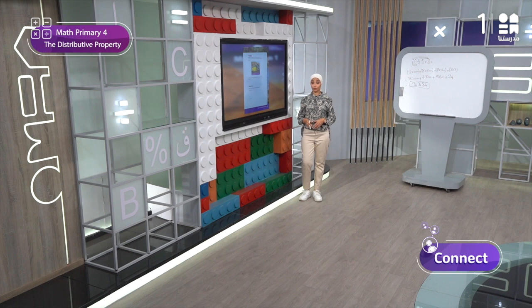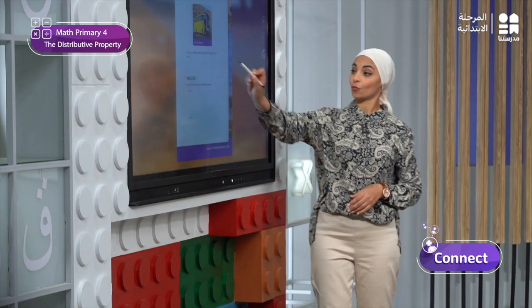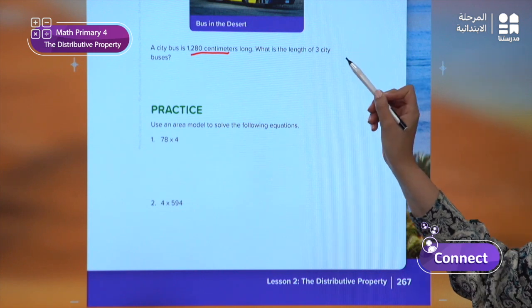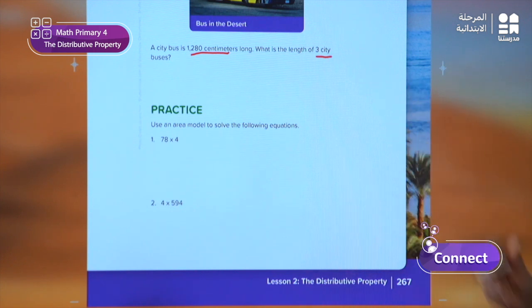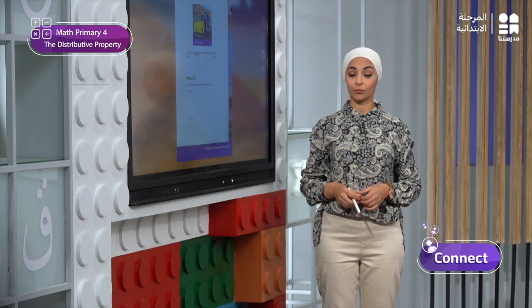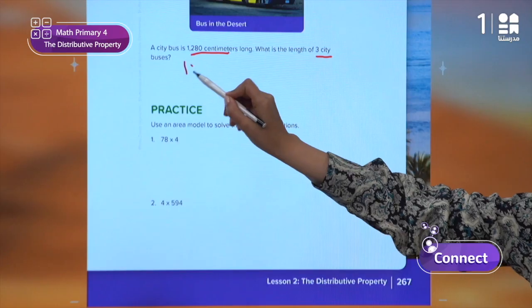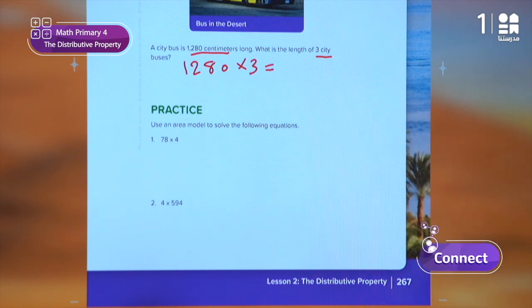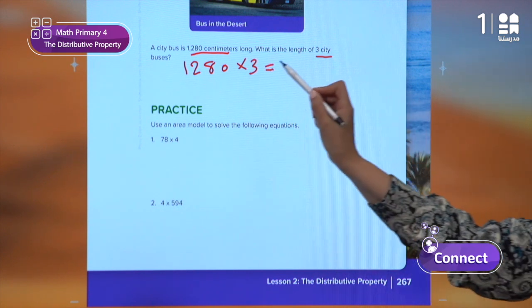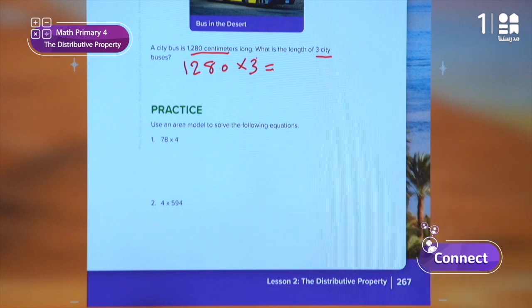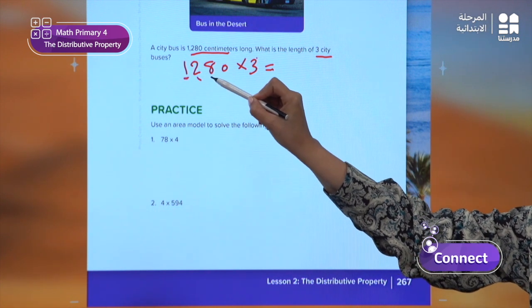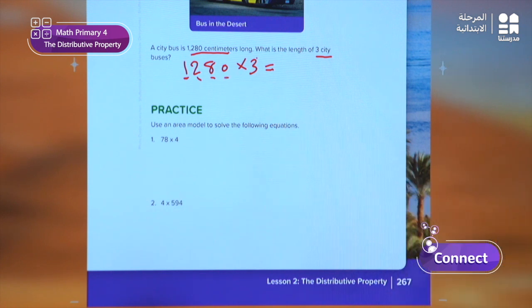And now let's solve it all together. Here I have 1,280 centimeters. You want to know what is the length of 3 city buses. What will I do? I will multiply the two numbers. So I do 1,280 times 3. How will I do it? I will distribute 3 with the values of the second number. I will do 3 times 1000, 3 times 200, 3 times 80, and 3 times 0.